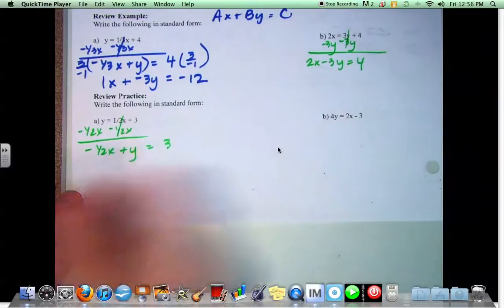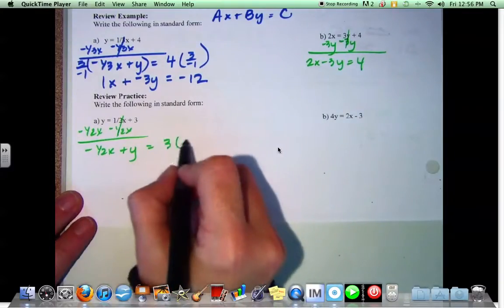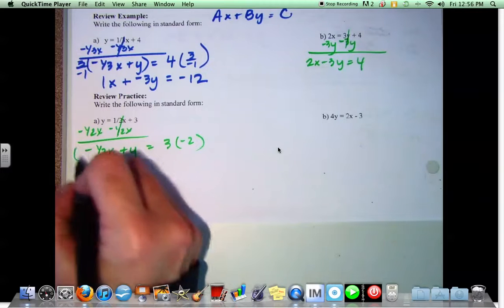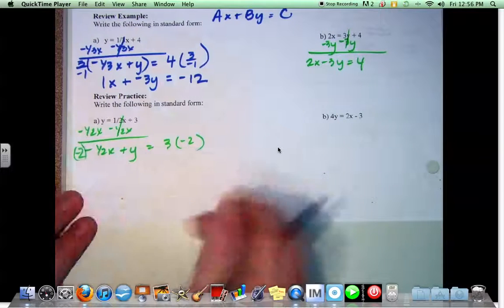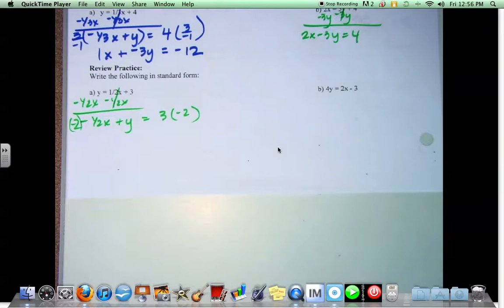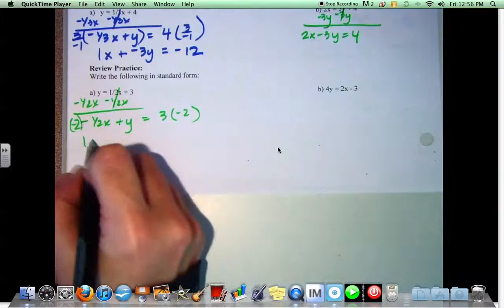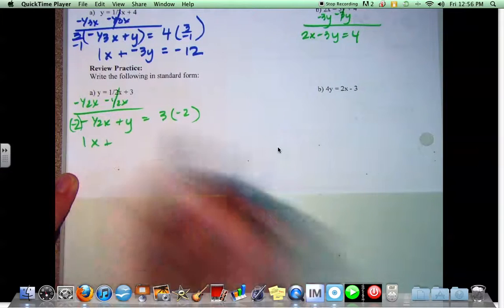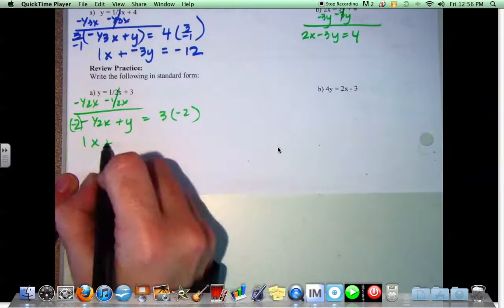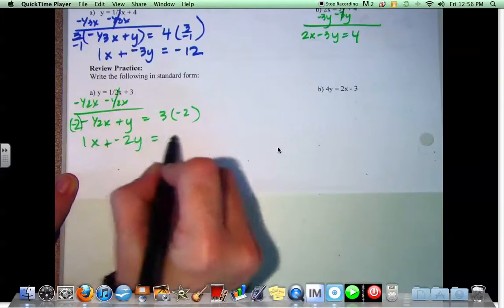Multiply by 6? Then you have to multiply stuff that I don't want. 2 over negative 1. Yep, or just negative 2 is fine. So negative 2 times negative 1/2 gives us 1x. Negative 2 times y gives us negative 2y equals negative 6. Nice.